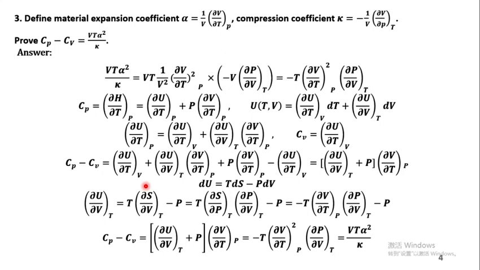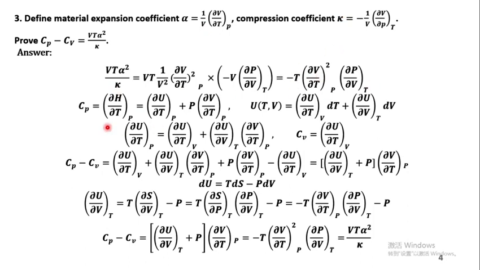Then the third question is a proof question. We have the alpha, this is the expansion coefficient, and the compression coefficient k. So we have this one, and to prove the Cp minus Cv equals to this, first we can simplify the right side of this equation. Then we have this one. By replacing the alpha and k, using this and this in this equation, we have this one.